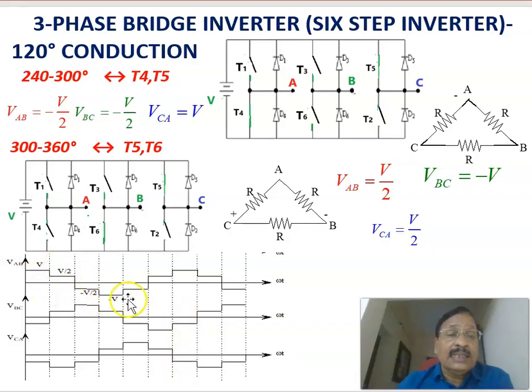Therefore, we can see that the output voltage, both phase voltage and line voltage, is of course a 6-step inverter, because 6 transitions are there. Of course, level wise it is V, 4 levels only: V by 2, minus V by 2, plus V. Only 4 levels are there, but there are 6 transitions. That is why it is called a 6-step inverter.